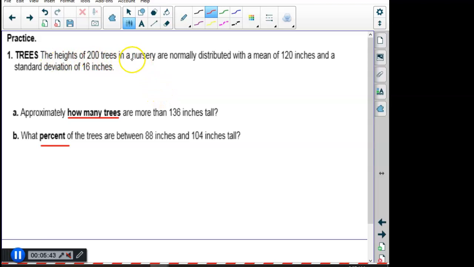The heights of 200 trees in a nursery are normally distributed with a mean of 120 and a standard deviation of 16. Again, I think they want us to use the empirical rule, so we're going to do 120, 136. I don't know if I can subtract 16, would be 104. If I take away 16 from that, is it 88? I see an 88 down here somewhere.